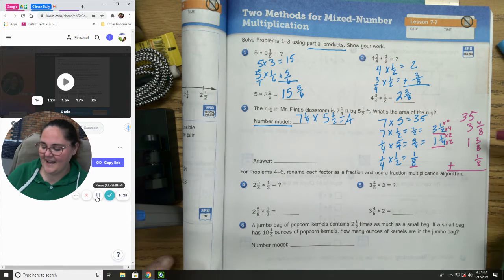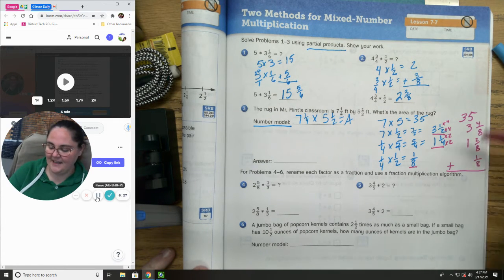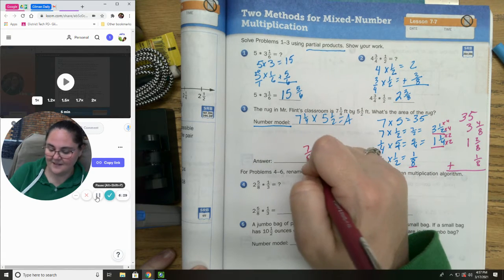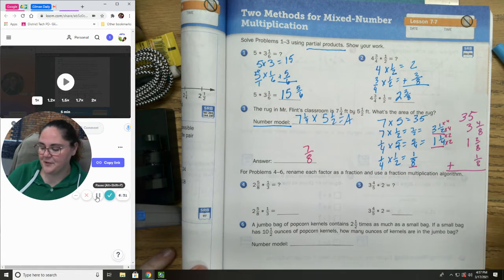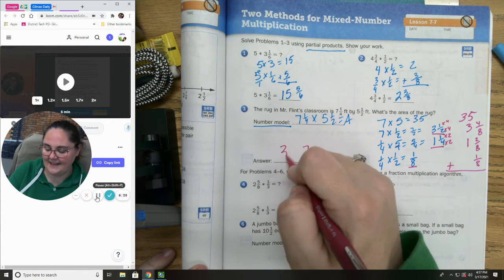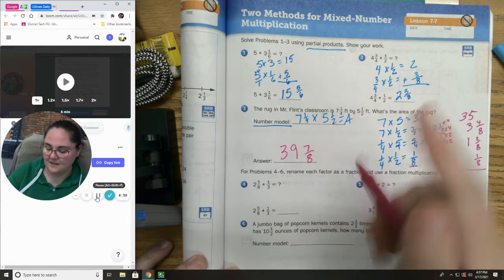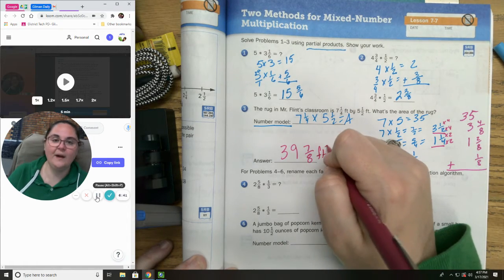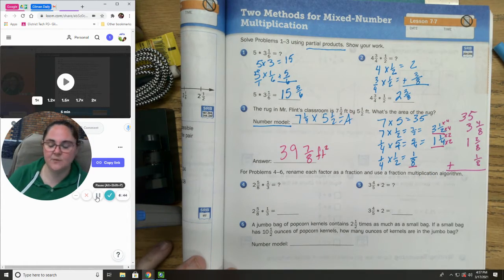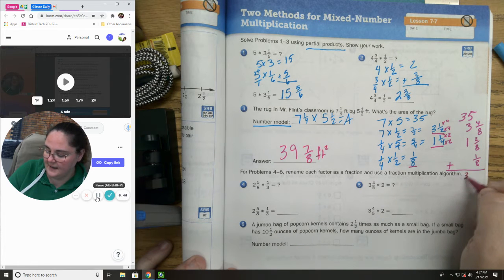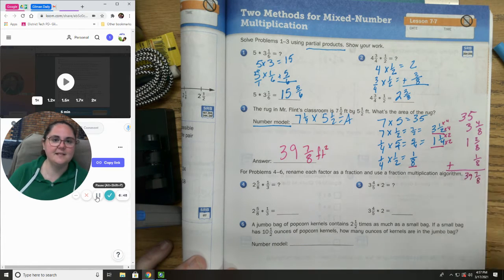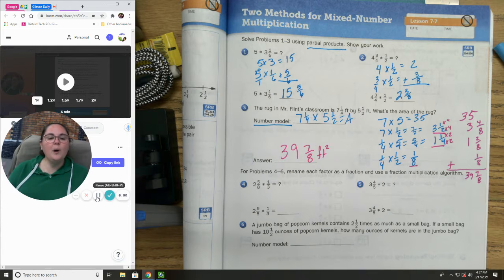All right, 4 8s, 5 6 7 8s is my fraction. 35, 36, 37, 38, 39. And I need my label. It is feet squared. Because it is area, it is feet squared. So 39 7/8. Awesome. So partial products aren't that bad. You just have to know how to do it, right?